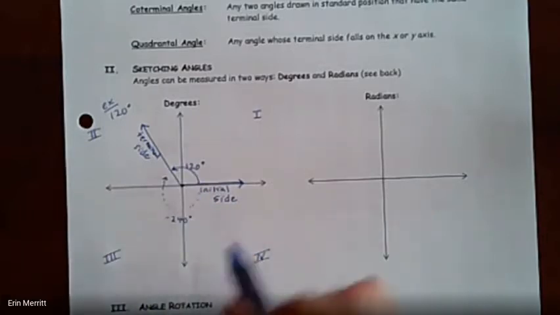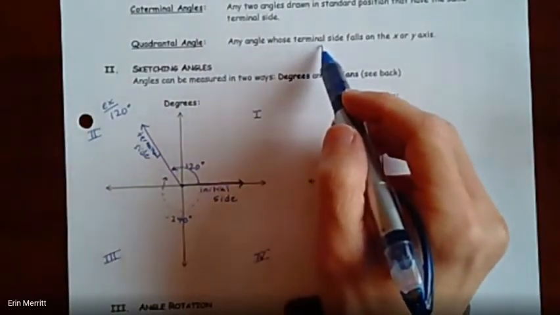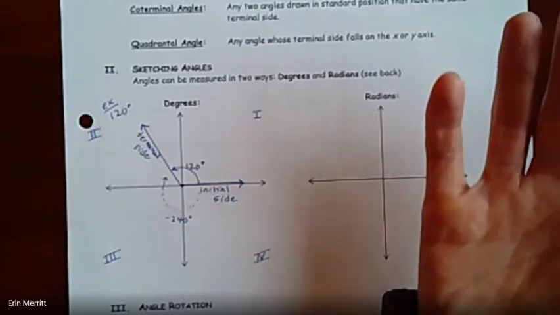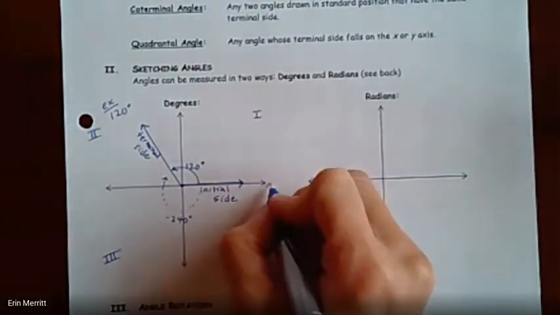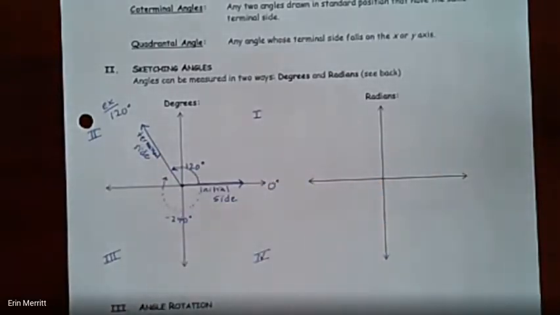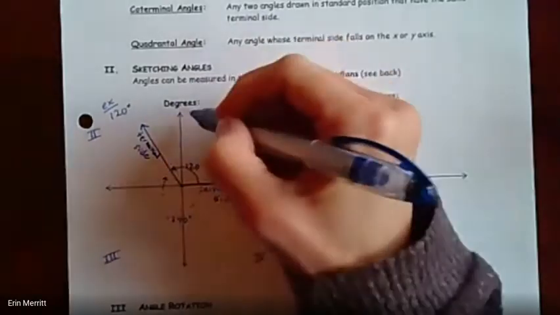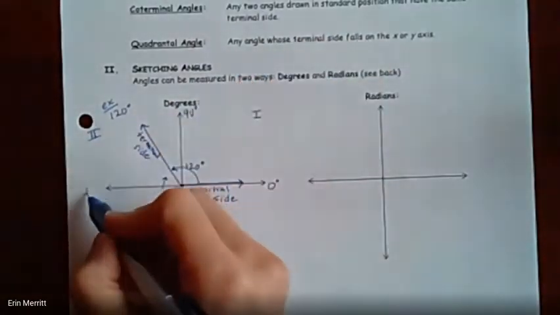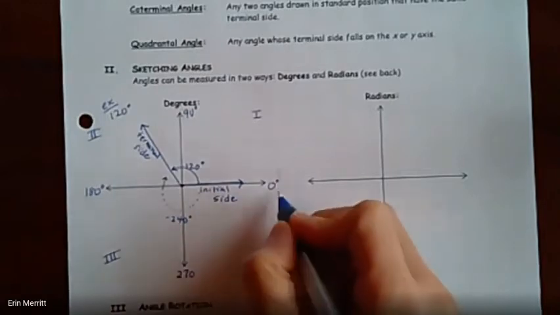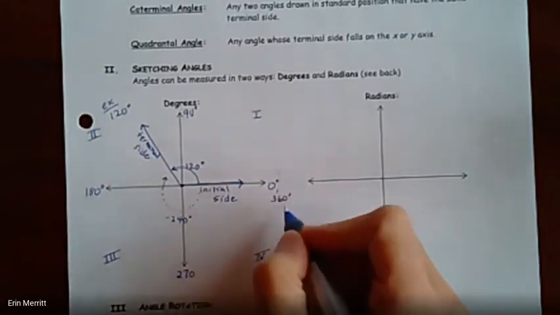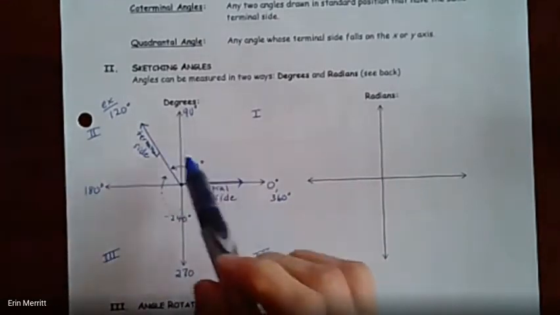The last part, a quadrantal angle. A quadrantal angle is just any angle where the terminal side falls on the x or the y-axis. So when you think quadrantal angles, they have to be multiples of 90. Starting on the x-axis, that would be a 0-degree angle if the initial and terminal side were right here. Up top would go 90. Over here would go 180, 270. This would bring you right back to 360. And then you can keep going because it just means that you would have more than one rotation.